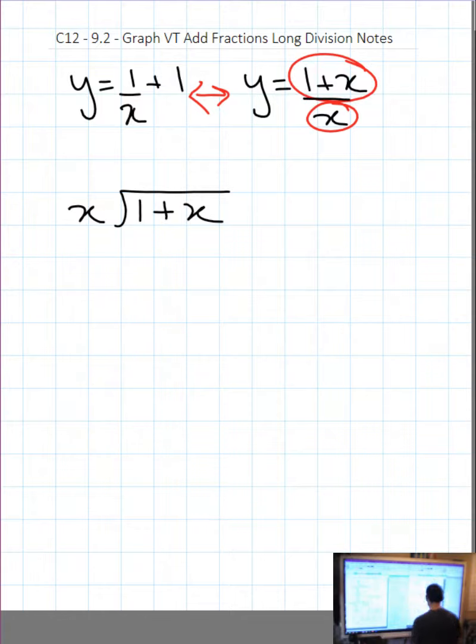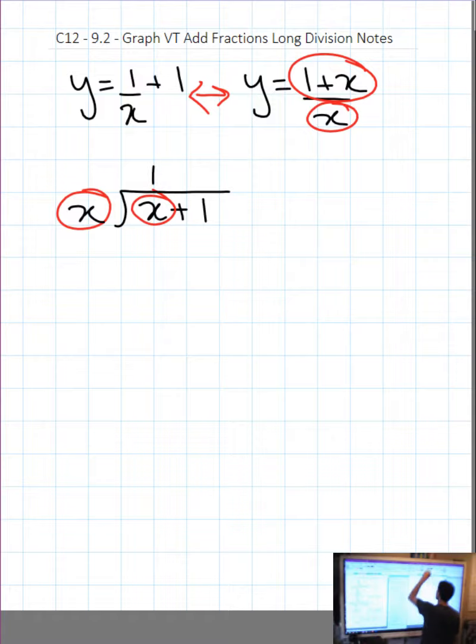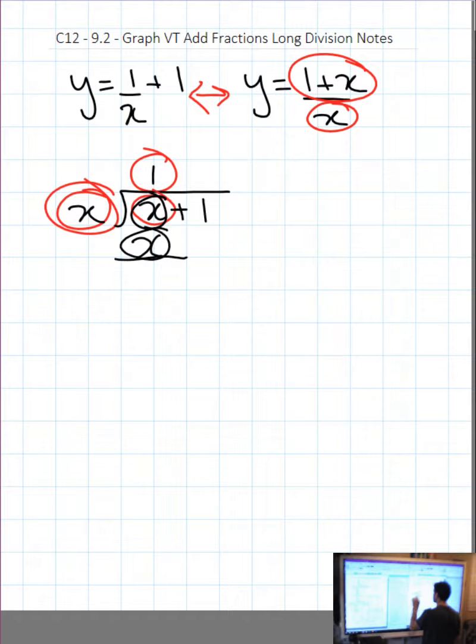And we learned polynomial long division in chapter 3. So we can do long division. So x goes into, I'm going to rearrange the order so it's in the form x plus 1, because 1 plus x is the same. So x goes into x 1 time. 1 times x is x. And then x minus x is equal to 0. And then we can bring the 1 down, and that is the remainder.